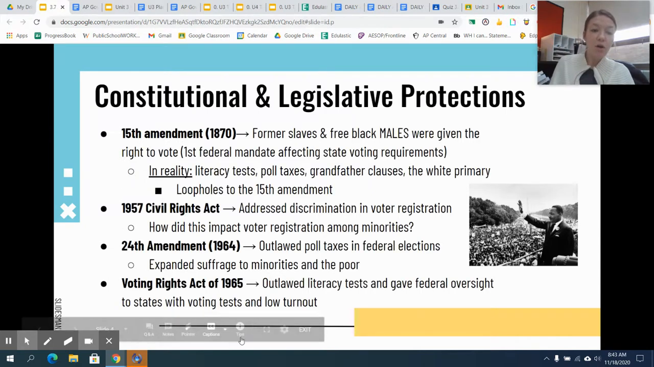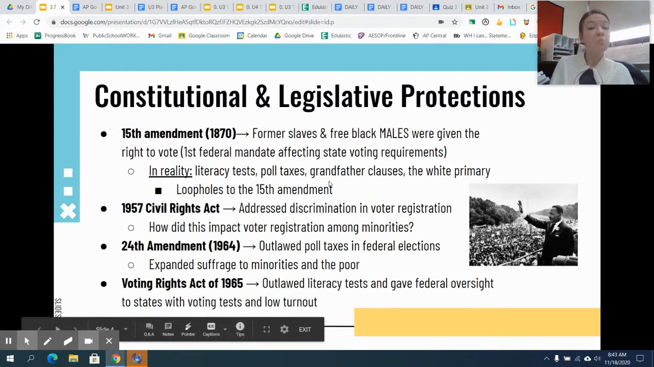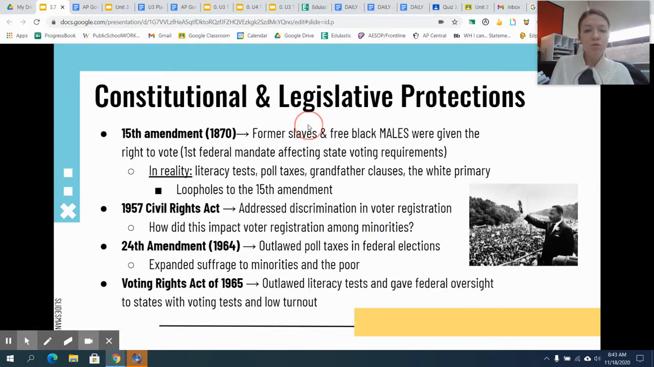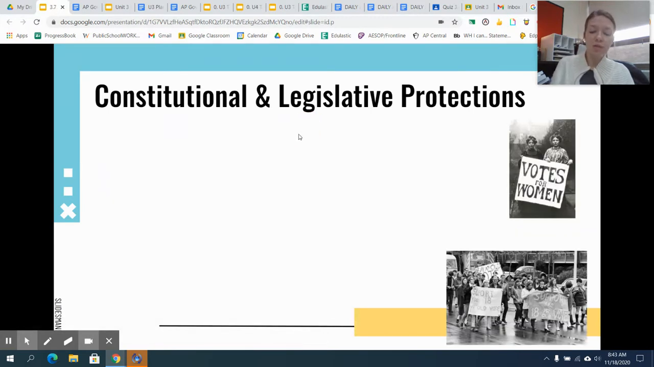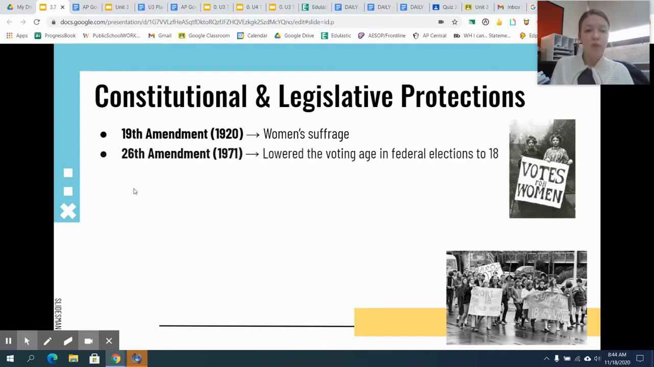So that is a very quick overview of the expansion of suffrage to minorities over time, but we do also see some constitutional and legislative protections for other groups in our country. So in 1920, we see the passage of the 19th Amendment with women's suffrage. 26th Amendment in 1971 is going to lower that voting age in federal elections to 18. So this is going to expand the voting age from 18 to 20-year-olds, whereas before it had been 21.